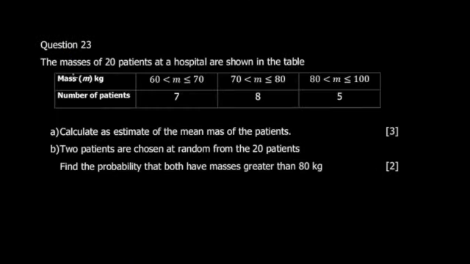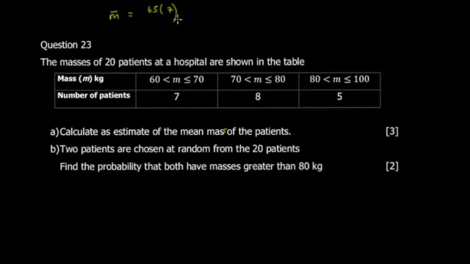So question 23 says you have masses of 20 patients at a hospital. They're shown in this diagram. Calculate as an estimate the mean of the mass of the patients. So the mean, how do you find it? So the mean is for the mass, so we can say m bar. So m bar would be equal to, you take the median. So from 60 to 70, the median would be 65. Multiply by the frequency. The frequency are the number of patients.